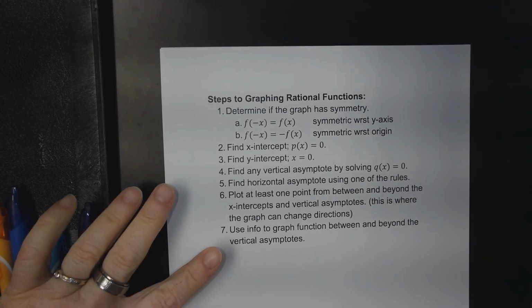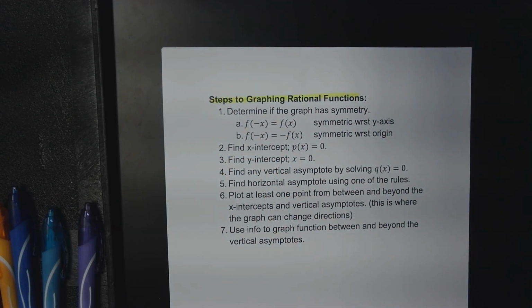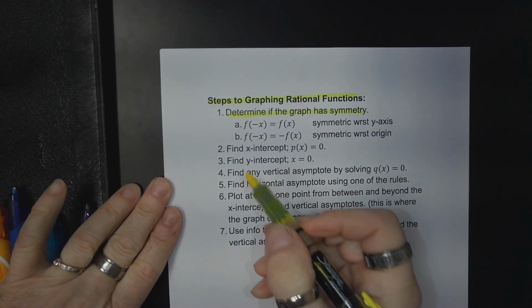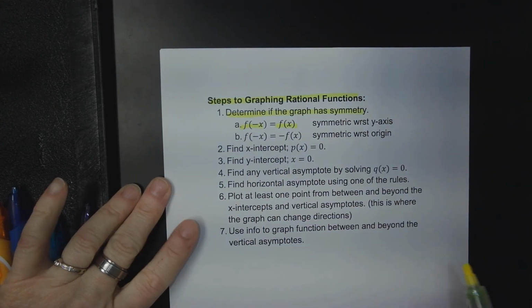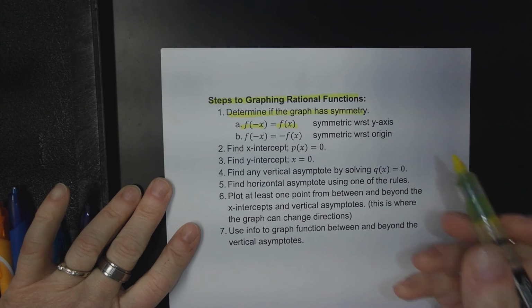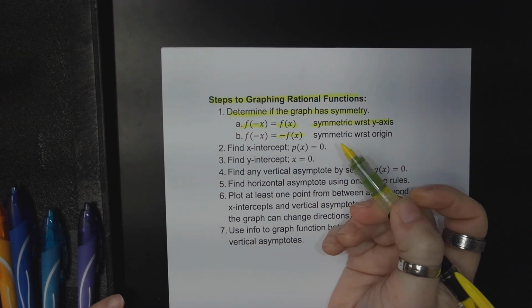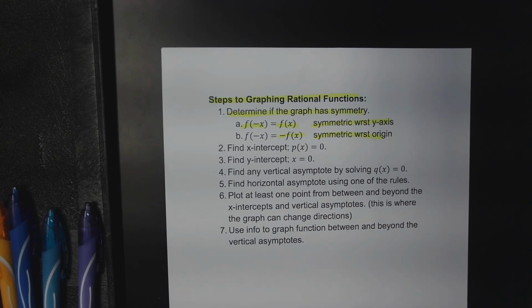Okay, now we're going to talk about the steps of graphing a rational function. First thing we're going to do is determine if the graph has symmetry. And we know what symmetry is. We've talked about that enough already, okay? We're going to plug in a negative x into our f of x and see if we get back the same function. If we do, we know that is an even function and it's going to have symmetry with respect to the y-axis. Now, if we get back the opposite of our original function, then we know that's odd and it's going to have symmetry with respect to the origin. Okay, that's our first step.